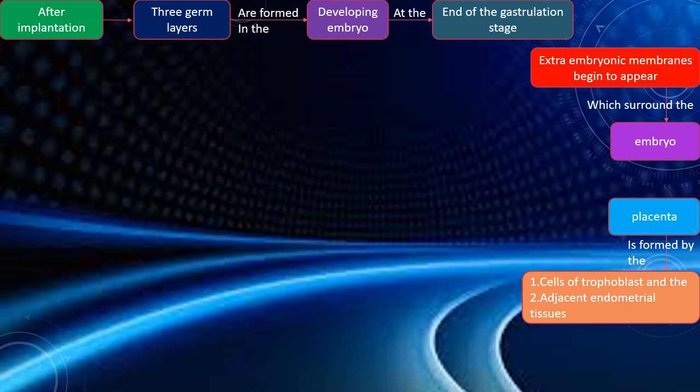After implantation, 3 germ layers are formed in the developing embryo at the end of the gastrulation stage. Extra-embryonic membranes begin to appear, which surround the embryo. The placenta is formed by the cells of the trophoblast and the adjacent endometrial tissues.